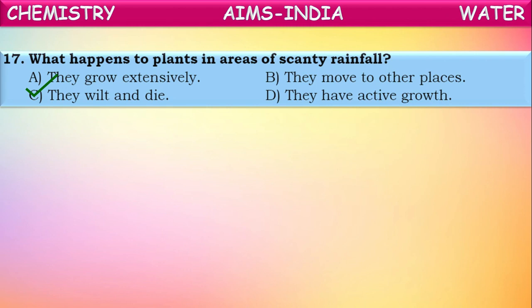That's why we see these deserts. So in deserts we know there will be no rain or there will be a very small amount of rainfall. Because of that, no plants will grow in that area. Even if there are plants, they wilt and die eventually.